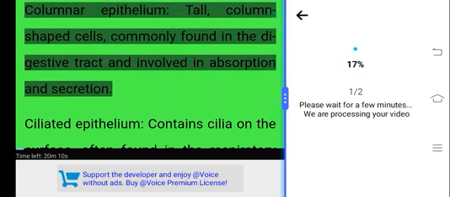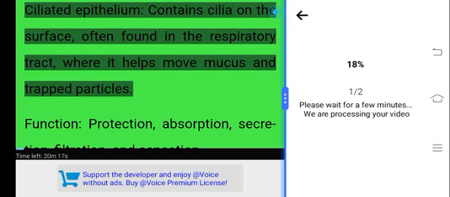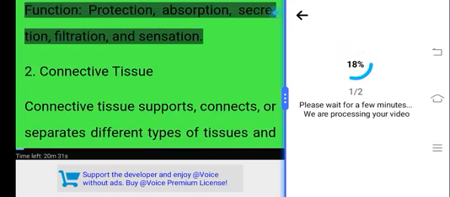Columnar epithelium: tall, column-shaped cells, commonly found in the digestive tract and involved in absorption and secretion. Ciliated epithelium: contains cilia on the surface, often found in the respiratory tract, where it helps move mucus and trapped particles. Function: protection, absorption, secretion, filtration, and sensation.